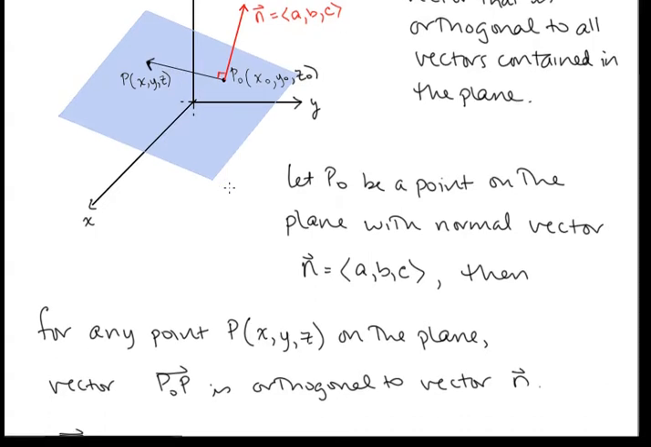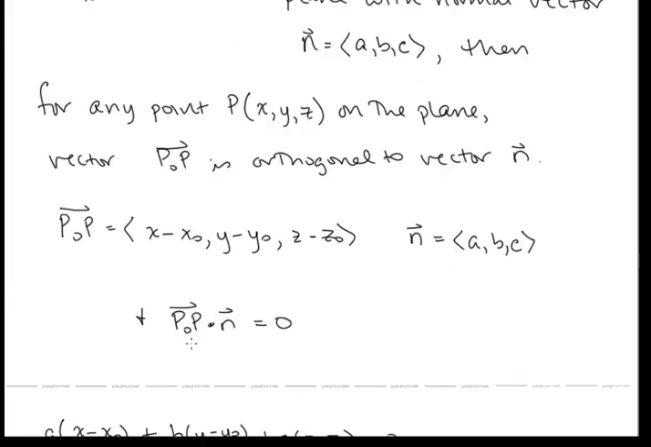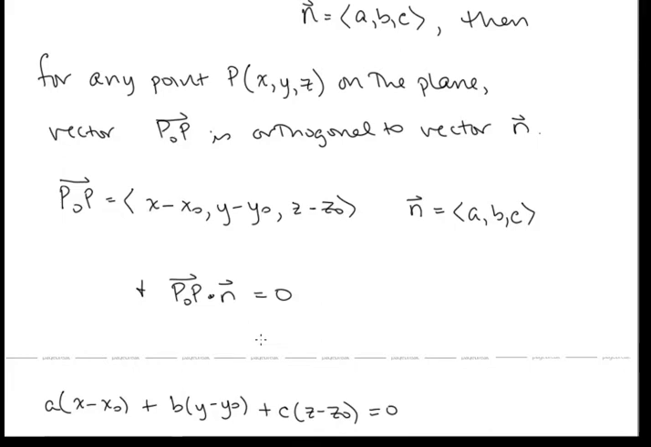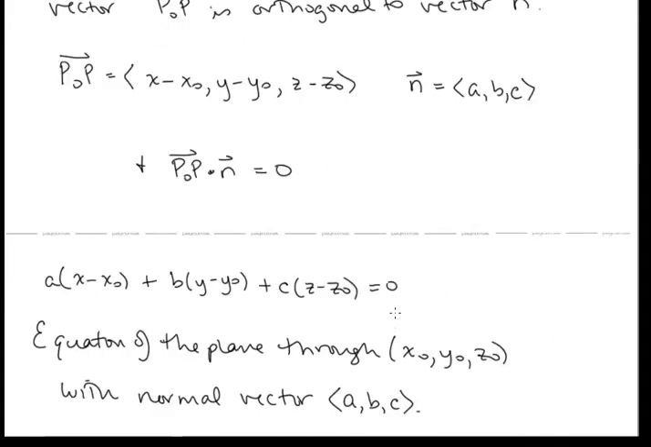Well, that means their dot product is going to be 0. So vector P0P is going to be x minus x0, y minus y0, z minus z0. Vector n we said is ABC. And then P0P dotted with n is equal to 0 because they are orthogonal vectors. So their dot product, a times x minus x0 plus b times y minus y0 plus c times z minus z0 is equal to 0. And that is our equation of the plane through x0, y0, z0 with normal vector ABC.